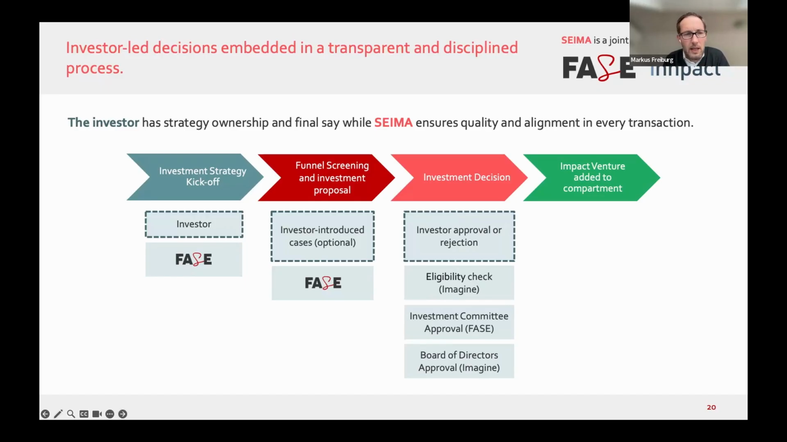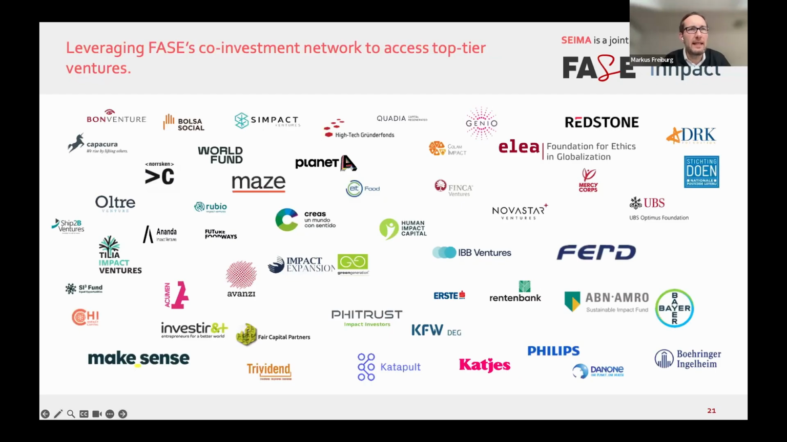And this is an important borderline that we cannot cross with this structure for regulatory reasons, so that we are not in a position to take the investment decision ourselves. But therefore, we are benefiting from significantly reduced regulation. And then in the end, the impact venture will be added to the compartment and also be monitored and supported from our side.